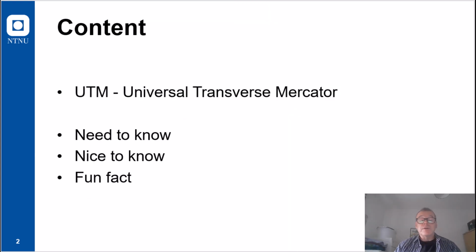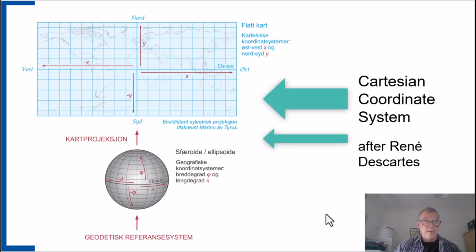So the content of this video is UTM, the Universal Transverse Mercator. What you need to know about it, what might be nice to know, and perhaps what we may call some fun fact about UTM. Now we've been through the geodetic reference system, geographical coordinate systems, and about map projection. And this video then is about coordinates on a flat map.